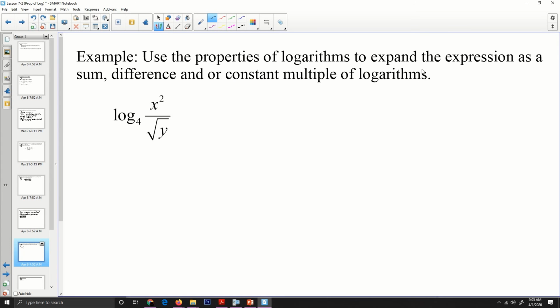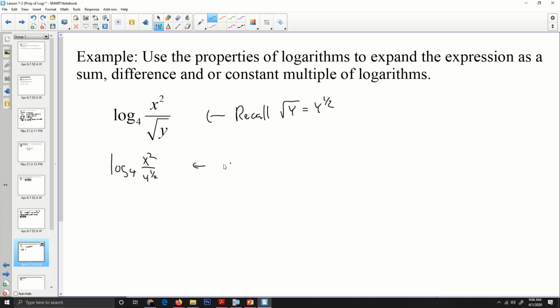Use the properties of logarithms to expand the expression as a sum, difference, and constant multiple of logarithms. That's essentially what we did in the last one. We have this division here, but we also have two exponents. Remember, square root can be rewritten as a rational exponent. So I'm going to do that first. So recall square root y is y to the 1/2. Okay. So I've got log base 4 of x squared over y to the 1/2.